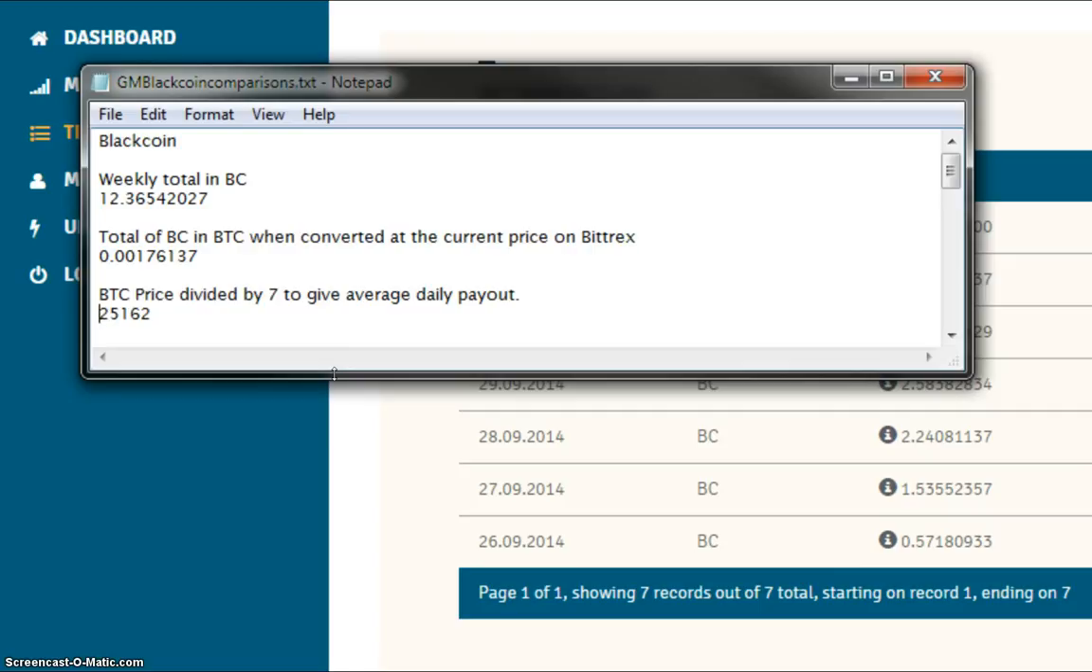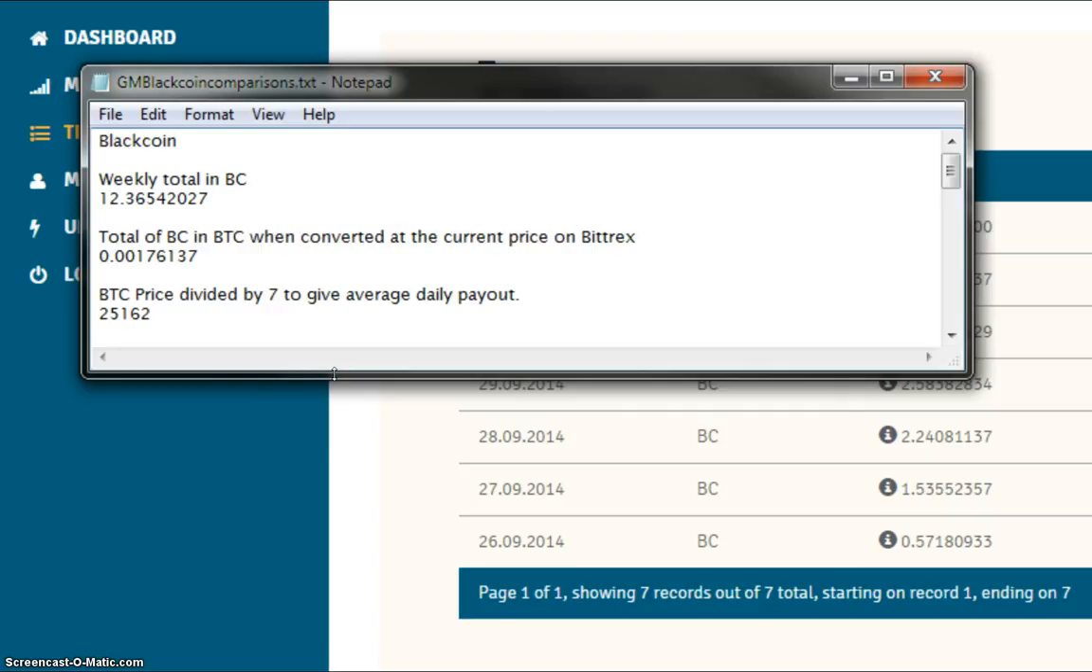But like anything, what will probably happen is that there will be some days when I'll be getting really good payouts for Blackcoin. So that was one reason I wanted to do this, because I just wanted to see what would happen every week. Will there be weeks where there'll be good payouts?